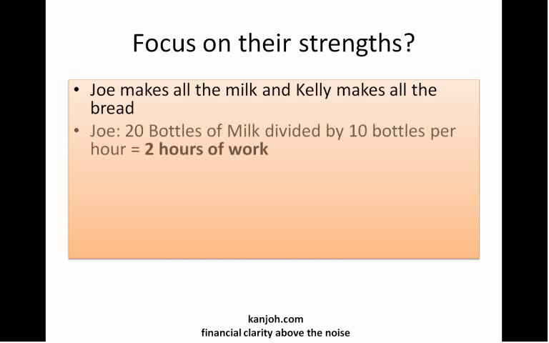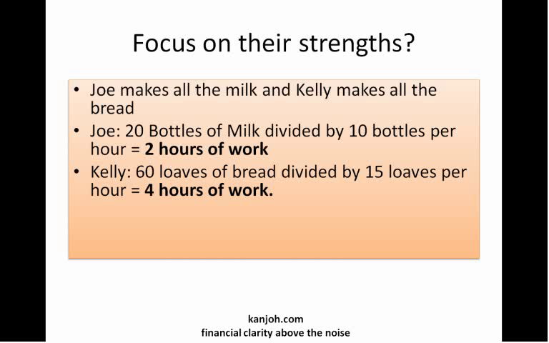Joe will make 40 bottles of milk, because he needs to make milk for both himself and Kelly, divided by 10 bottles per hour, that's his rate, and that will take 4 hours of work for him. Now, Kelly, on the other hand, she needs to make 60 loaves of bread now, because she's making 30 for herself and 30 for Joe. She divides this by her rate of production, 15 loaves per hour, and that's 4 hours of work.